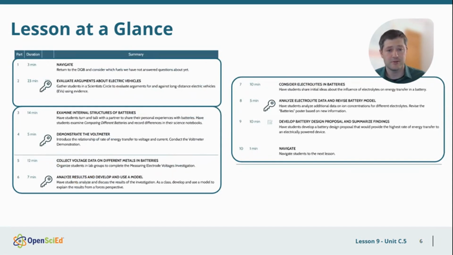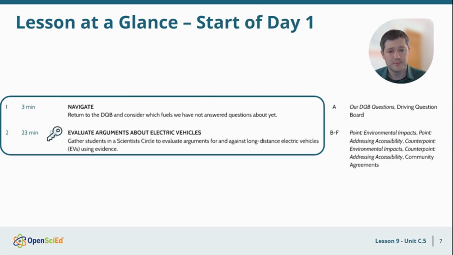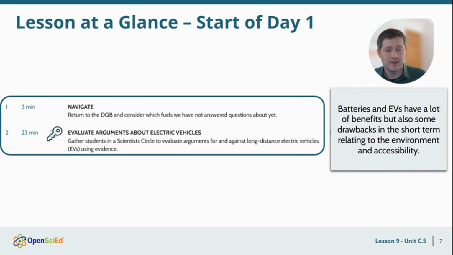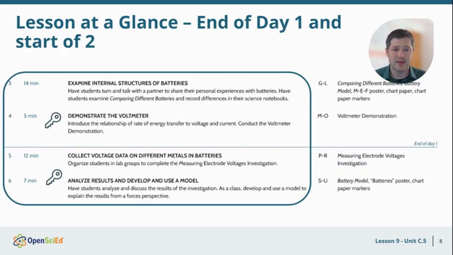This lesson has 3 loops. In the first loop, on the start of day 1, students are going to really be in this engineering type space as they evaluate arguments about electric vehicles. And they're going to figure out that those vehicles have both benefits as well as drawbacks. And they're going to start to think about the implications for batteries because maybe improved batteries could address some of those drawbacks. The thinking about how batteries work is really divided into 2 loops.